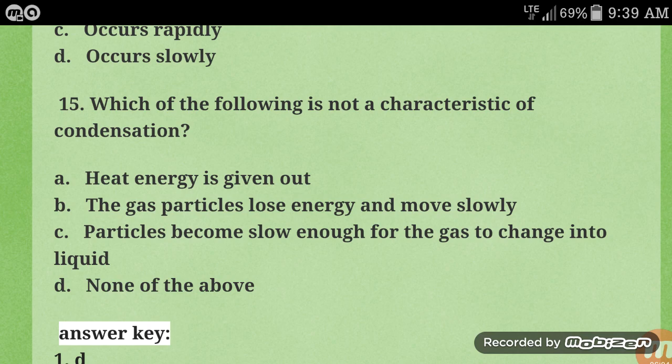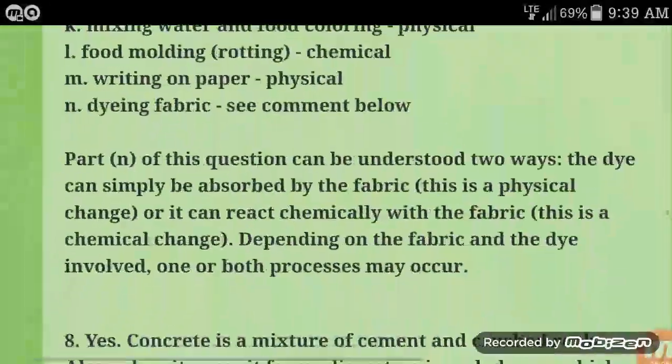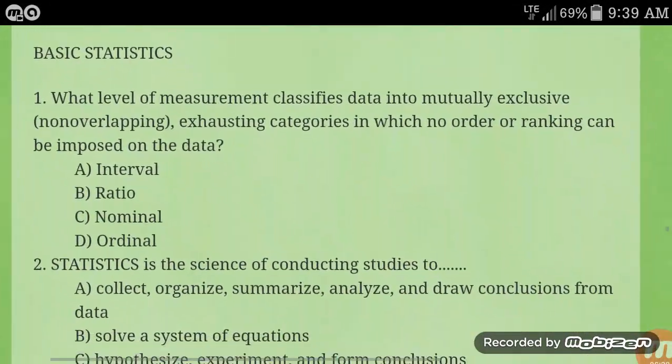It will not form into liquid, okay? Next, the gas particles lose energy and move slowly. Actually, it is a characteristic because I told you they lose energy and move slowly and they condense. Particles become slow enough for the gas to change into liquid. It is the same as letter B. So the answer here is none of the above, which is letter D. So let's continue with the other one.